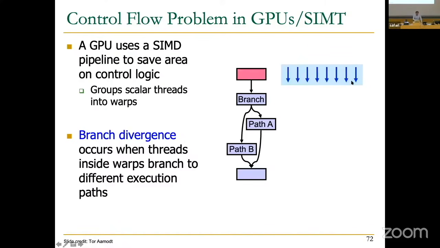So let's take a look at this. Let's assume that we have 8 threads in a warp. Initially, they're at the same program counter. That's good. They all are supposed to execute this, right? And then they all are supposed to execute the branch instruction.